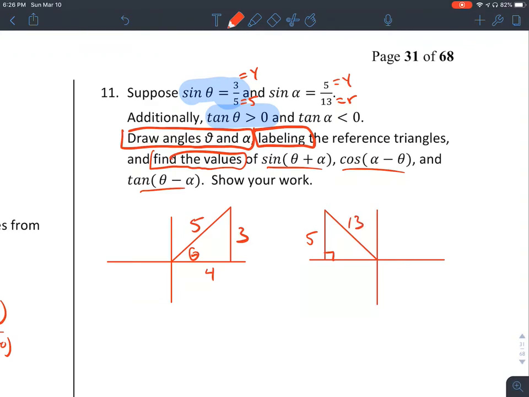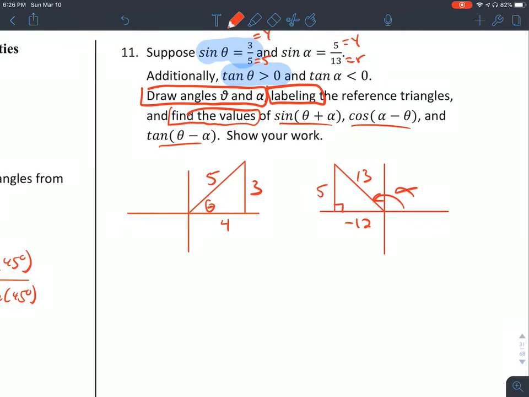This is also a Pythagorean triple. Hope you recognize it. Negative 12. If you don't recognize it, use the Pythagorean theorem. Draw angles theta and alpha, did it. Labeling the reference triangles, did it. Now we've got to find these values.